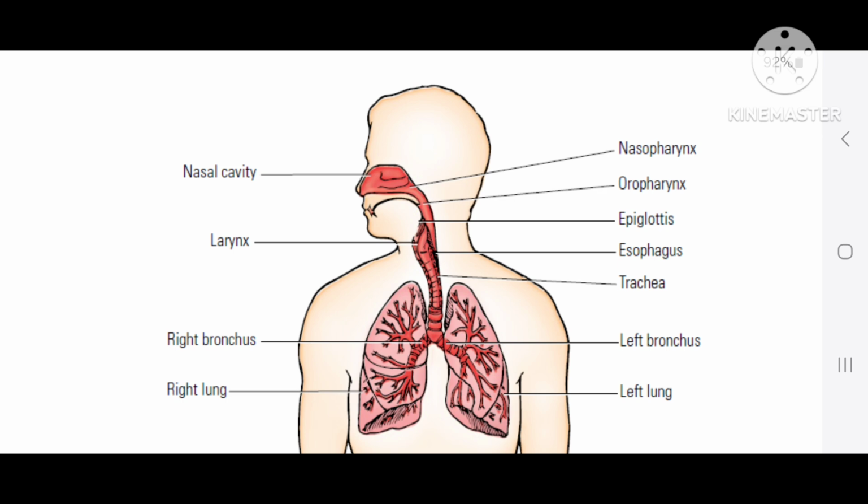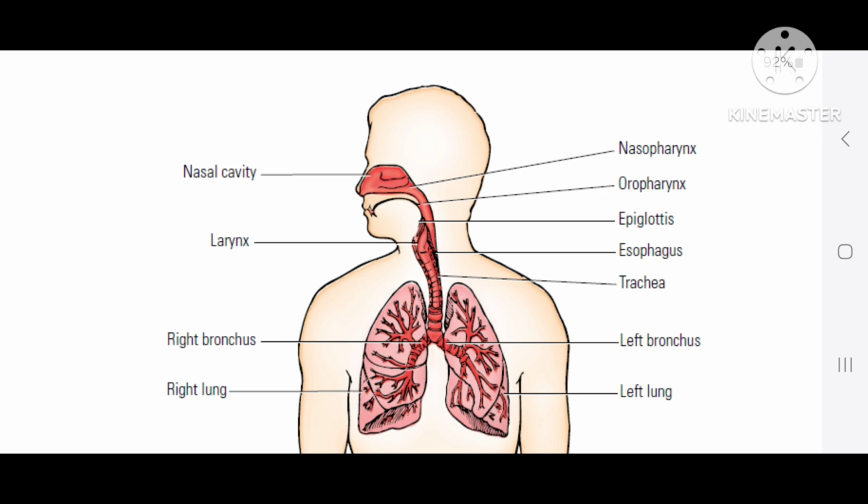So now after that it will differentiate into two structures called bronchus. After the trachea you can see two tube-like structures called bronchus, the right and the left bronchus. And still this bronchus will divide into smaller branches called bronchioles. So now the air from the trachea will pass through the bronchus, then into the bronchioles. Now at last the air has entered into the lungs.